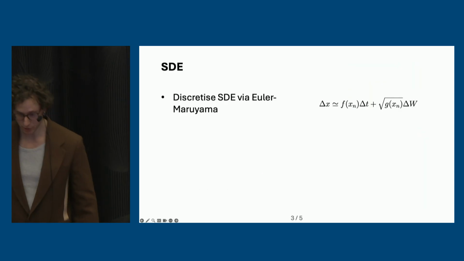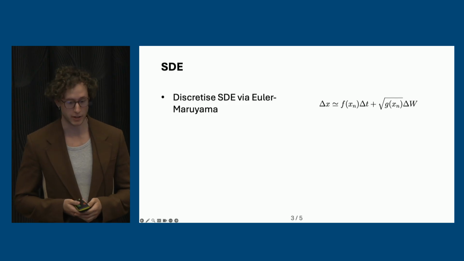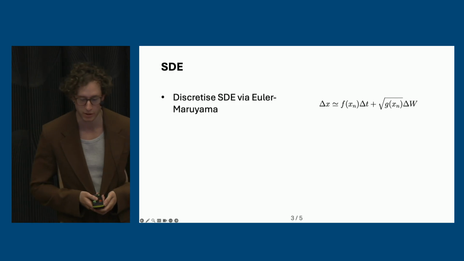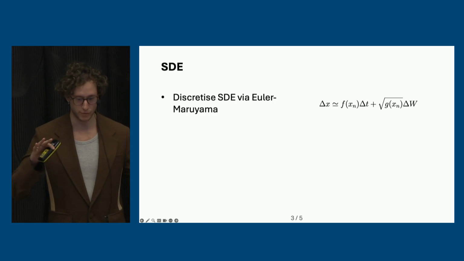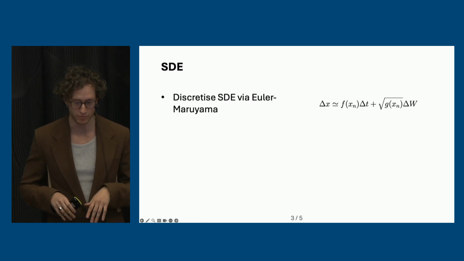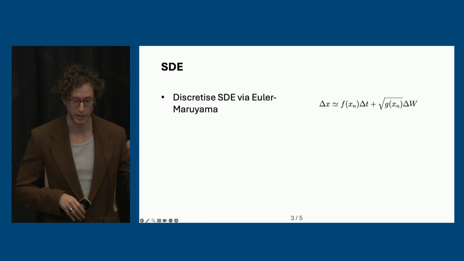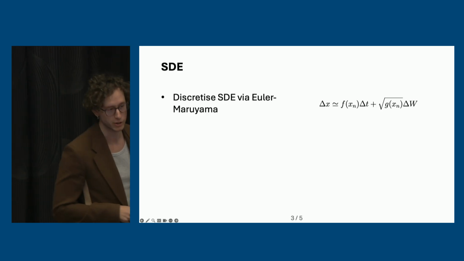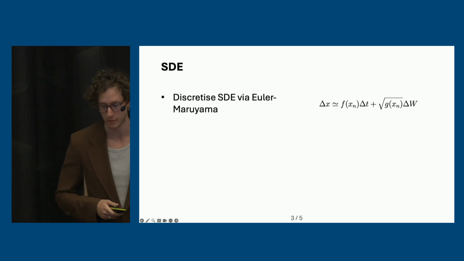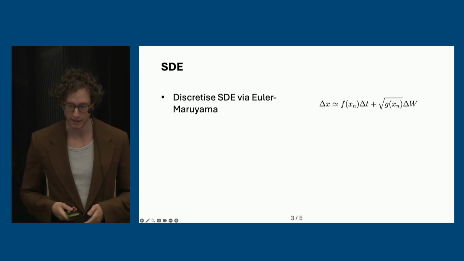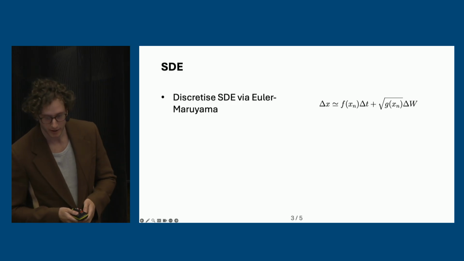The easiest way to go about that is to discretize the differential equation using the Euler-Maruyama approximation. This is basically just first order. If you set g to 0, then you would just retrieve the normal Euler approximation, the first order approximation for ordinary differential equations. And this is the stochastic add-on.